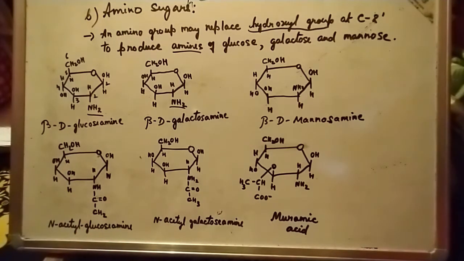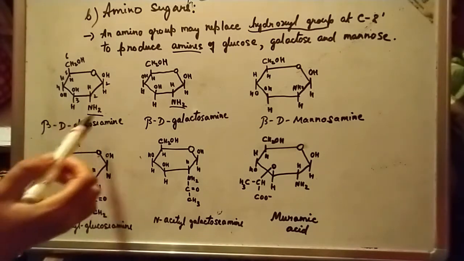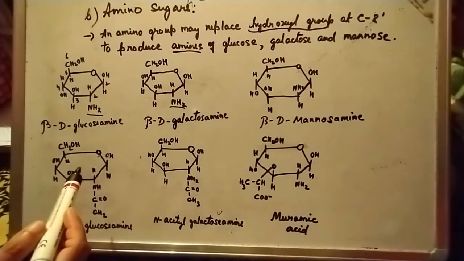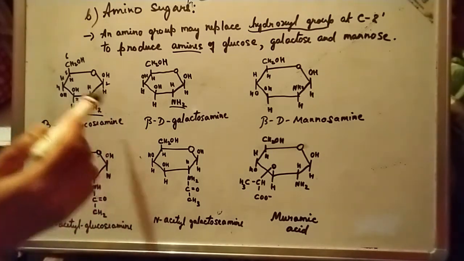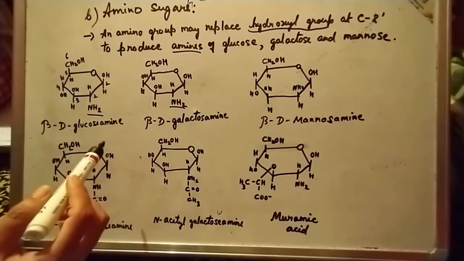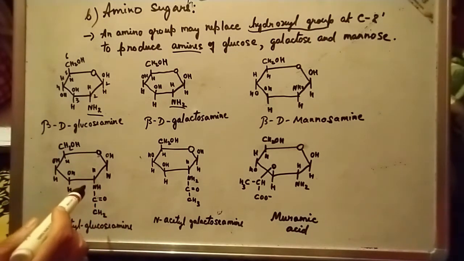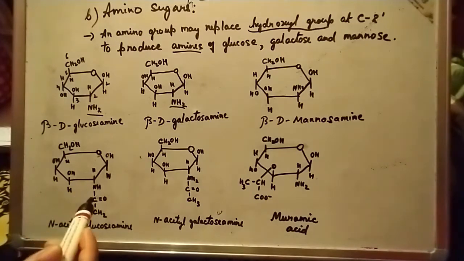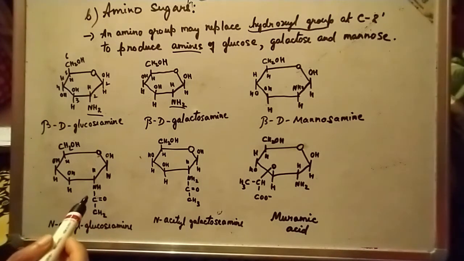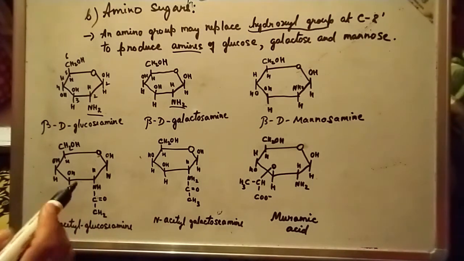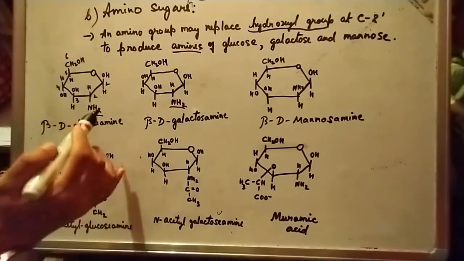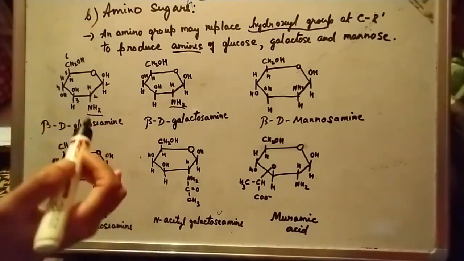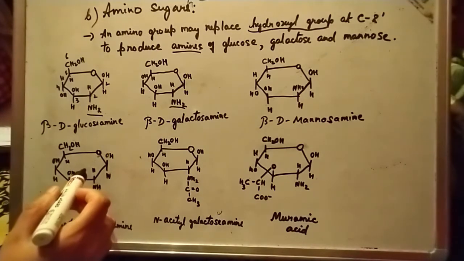Now another reaction, like further addition of these molecules, these amino sugars, they may be further converted to other complex forms by linking an acetyl group to the amino group. Okay, by linking the acetyl group to this amino group, we get more complex forms.